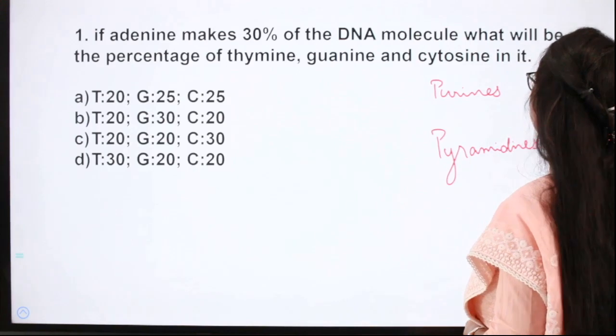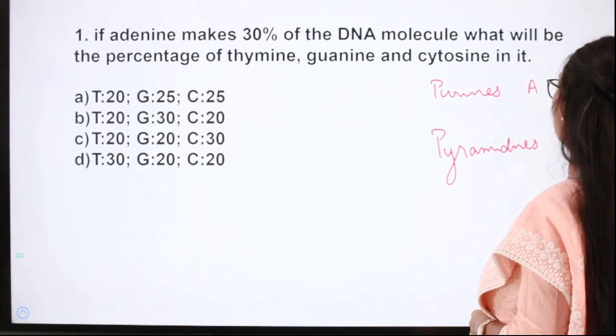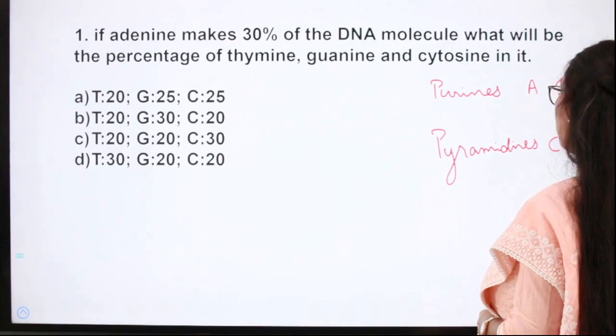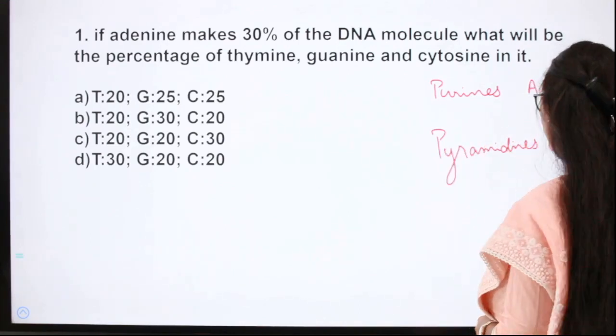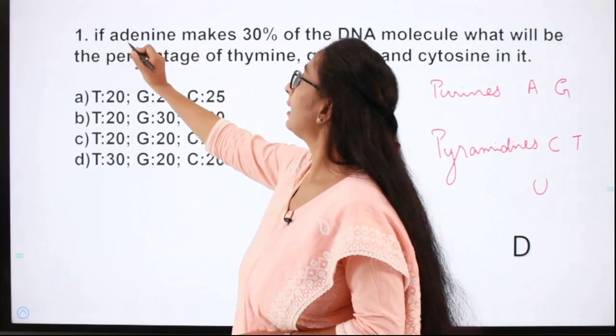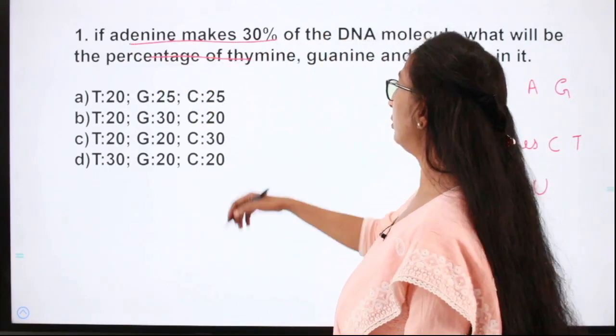Okay, the purines are adenine and guanine and the pyrimidines are cytosine and thymine. And in case of RNA we have another pyrimidine called uracil. So what are they telling here? They are saying that adenine makes 30% of the DNA.